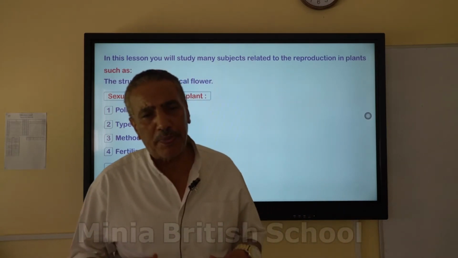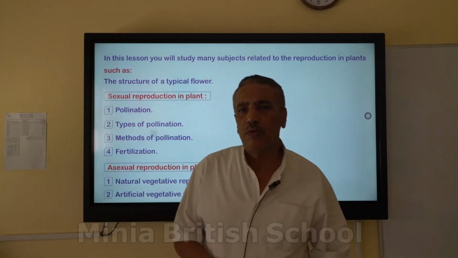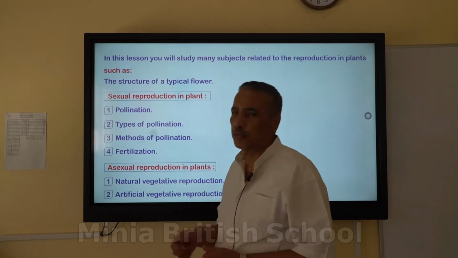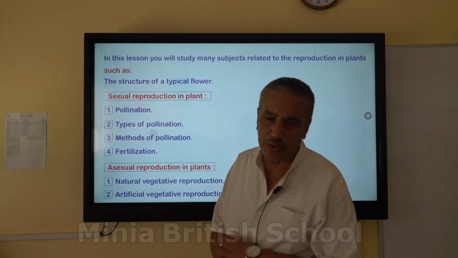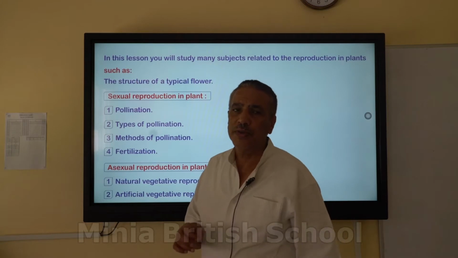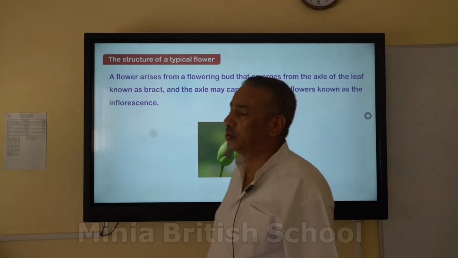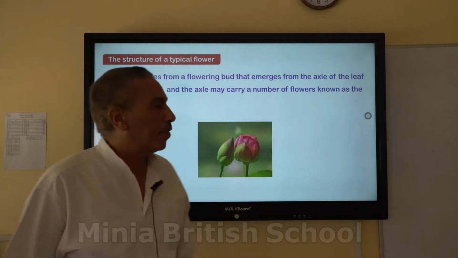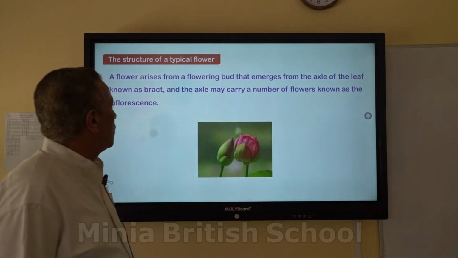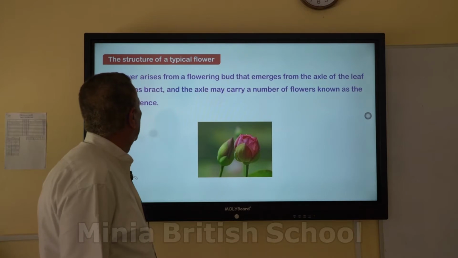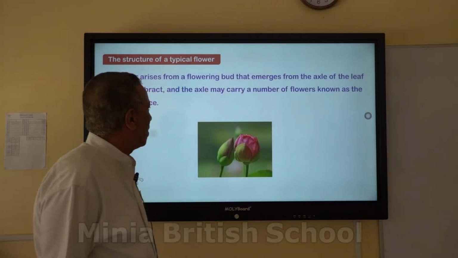Actually, reproduction in plants has two different types. One of them is sexual reproduction, and this is what I'm going to explain today. The second one is asexual reproduction. First, what is the structure of the flower in the plant? I mean the typical flower.